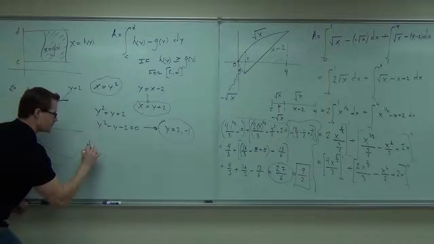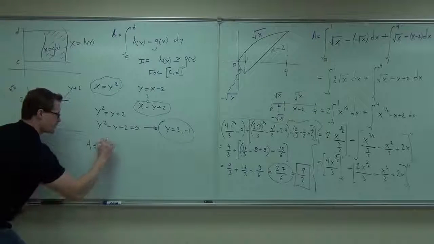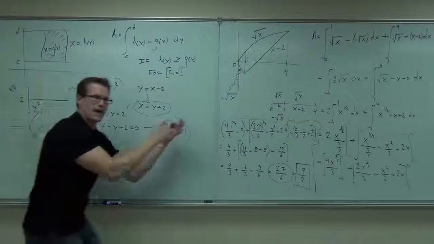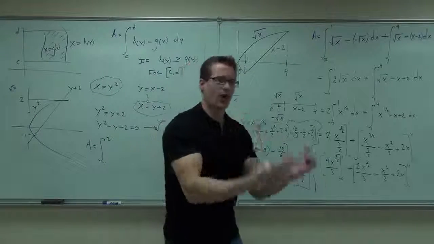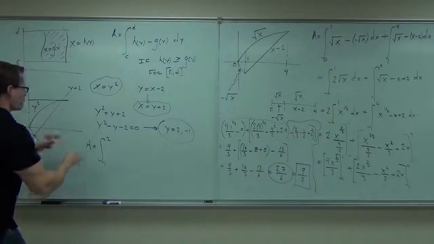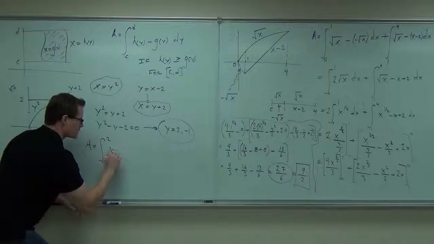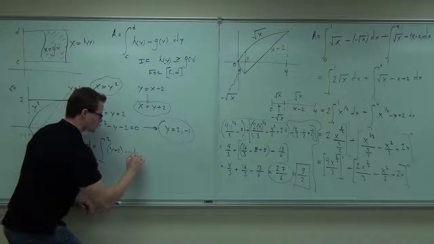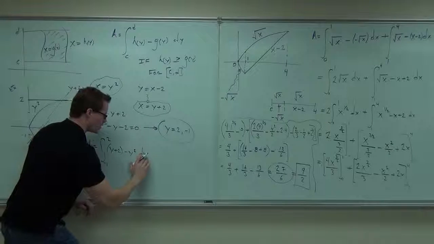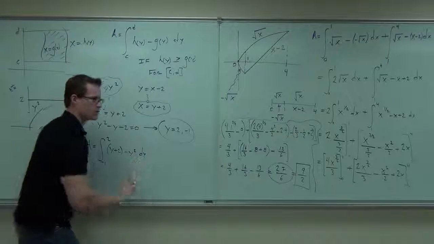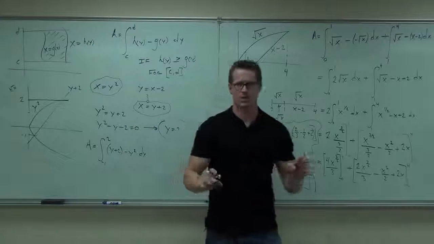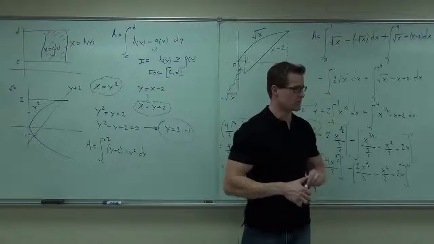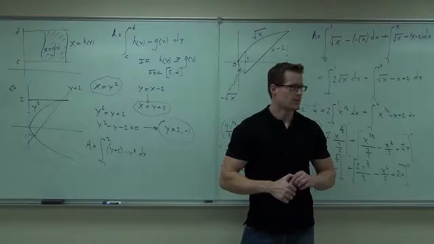So my area is from negative 1 to 2. Notice that's from c to d, negative 1 to 2. That's why I had my y's. It's in terms of y. Negative 1 to 2. The function on the right was y plus 2. The function on the left was y squared dy. Do you feel okay with it so far? Just use the y-axis as we would the x.